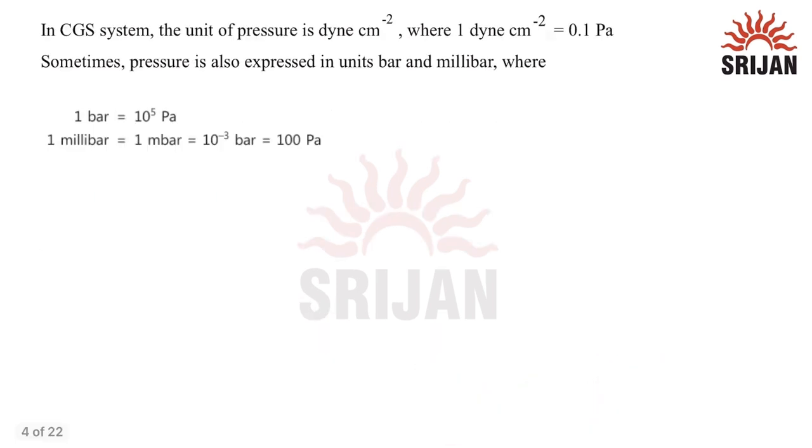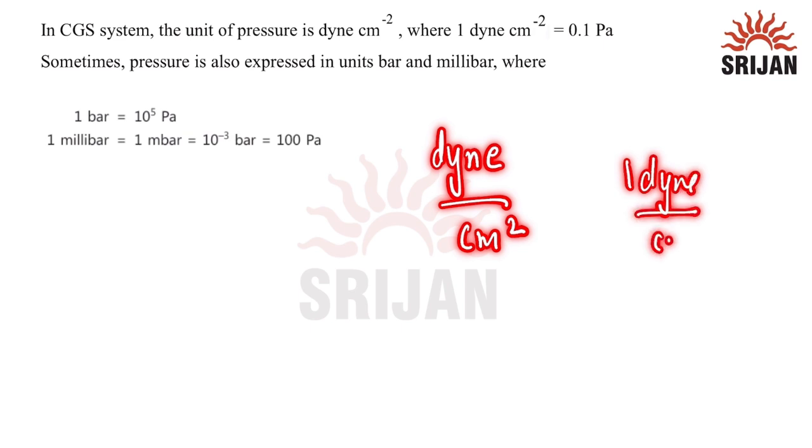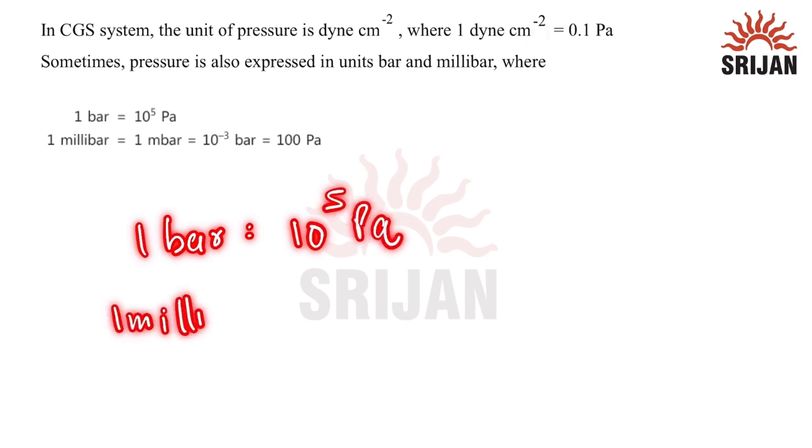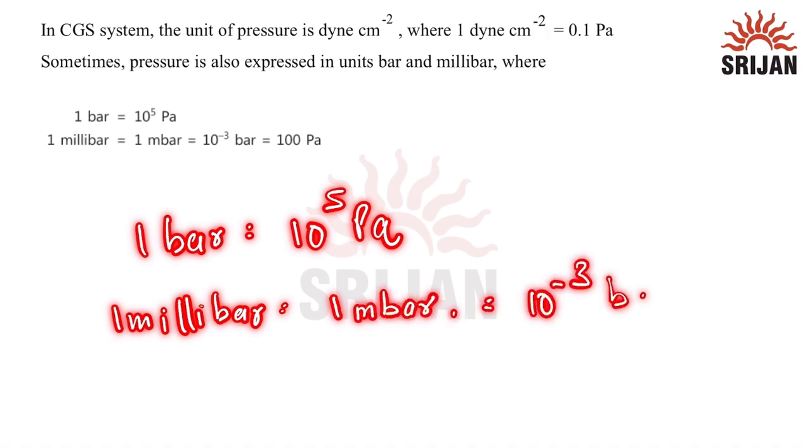Remember this. In the CGS system, the unit of pressure is dyne per centimeter square, where 1 dyne per centimeter square is equal to 0.1 Pascal. Sometimes pressure is also expressed in terms of bars and millibars, where 1 bar is equal to 10 raised to the power 5 pascals, and 1 millibar, that is 1 mbar, is equal to 10 raised to the power minus 3 bar, or I can say 100 pascals.